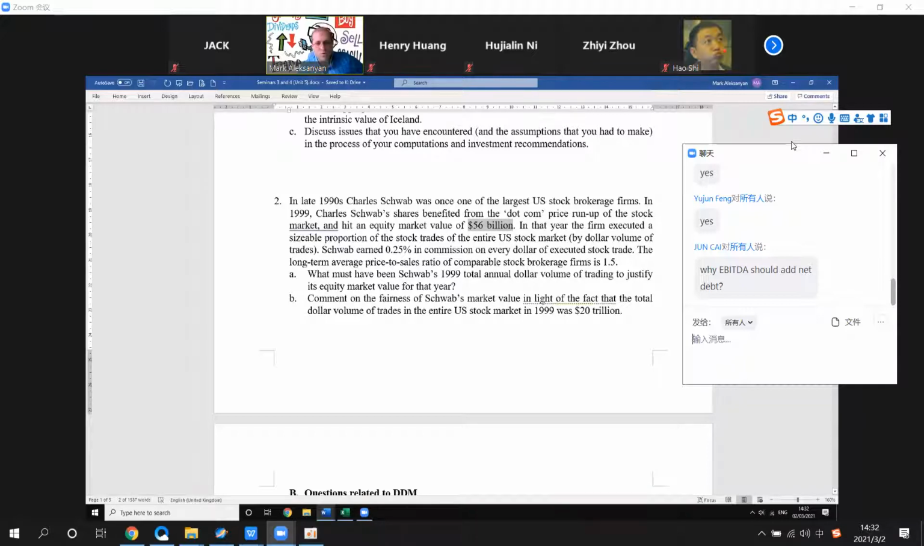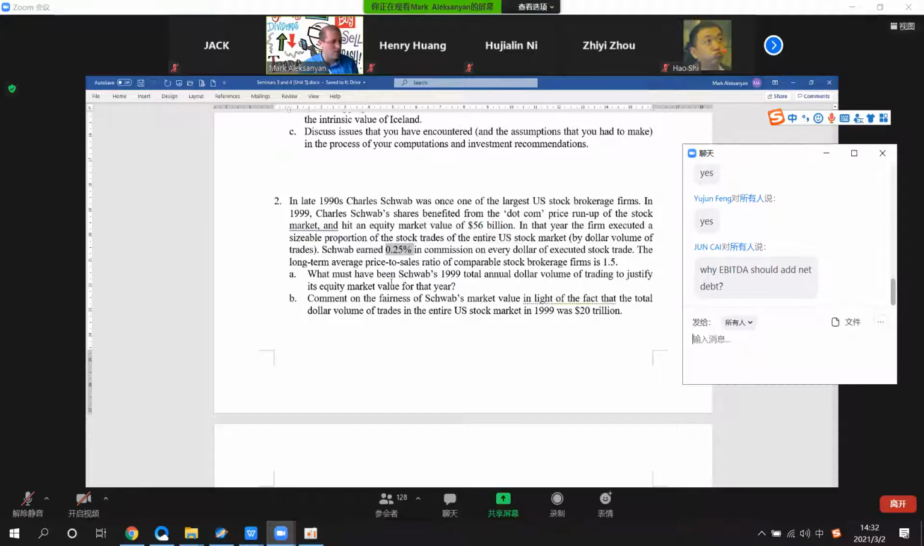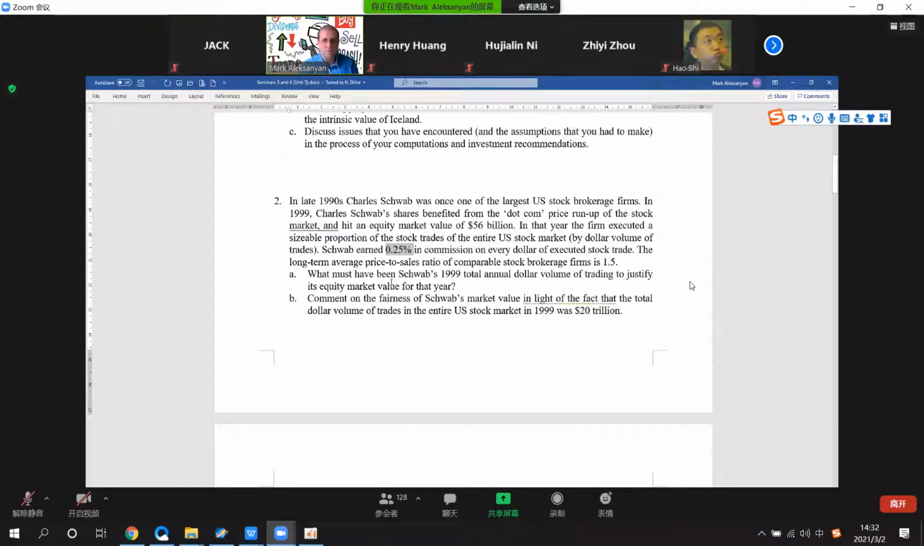So what sort of volume of transactions, and this is important, because if you're a brokerage house, when you exercise a transaction for your client, you're charging a commission, right? So in this particular case, the commission they charge is 0.25%. So that's not 25%, that's 0.25%. That's basically a quarter of a percent. That's the commission that they charge.